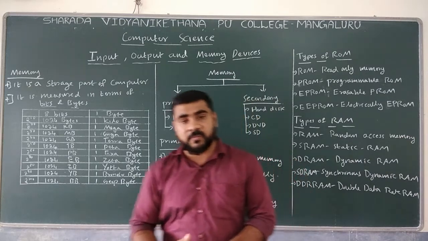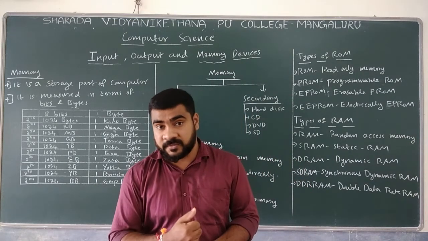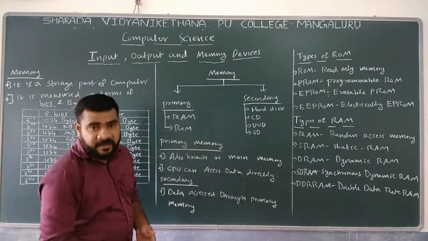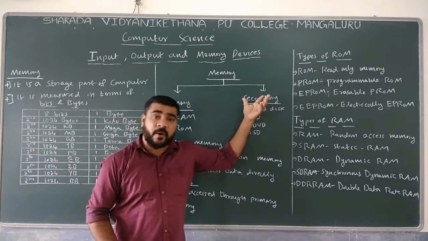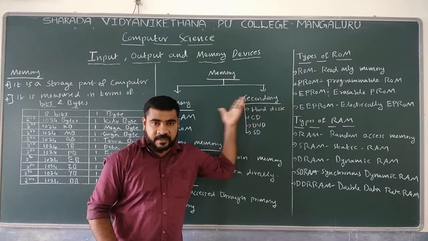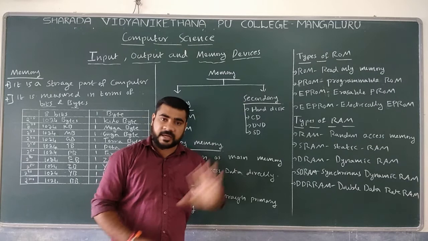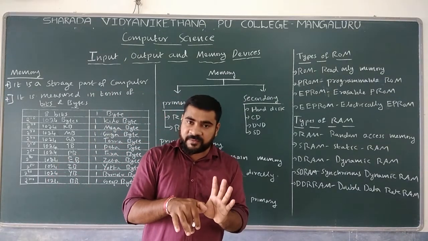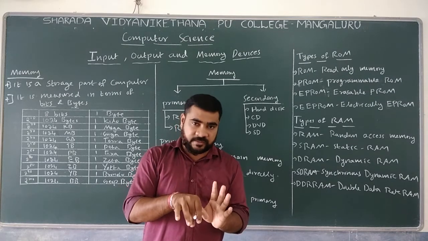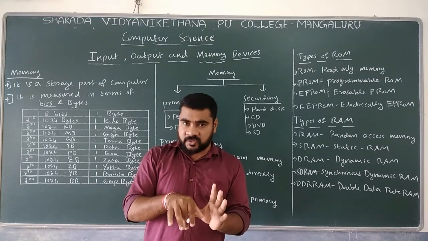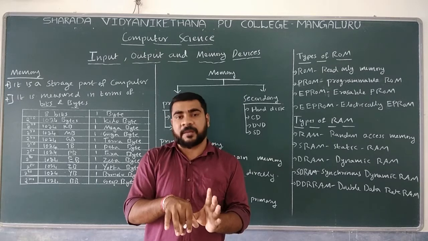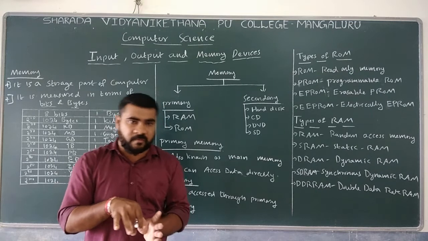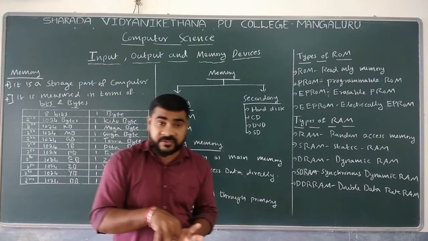But if you take the memory, it can mainly be divided into 2 types. One is primary memory, one more is secondary. This is the important part of this chapter: primary memory and secondary memory. Memory means the storage unit. If you want to store the data in the form of soft copy, that is known as memory.